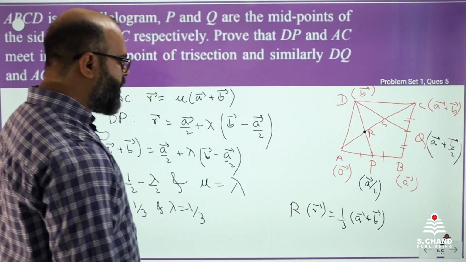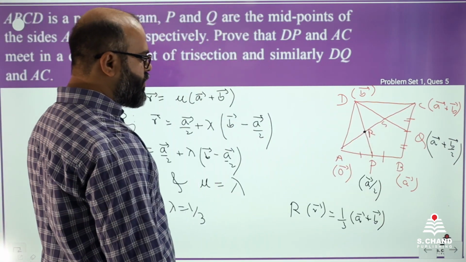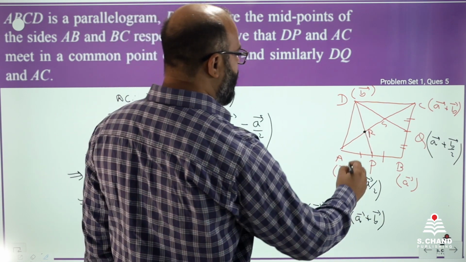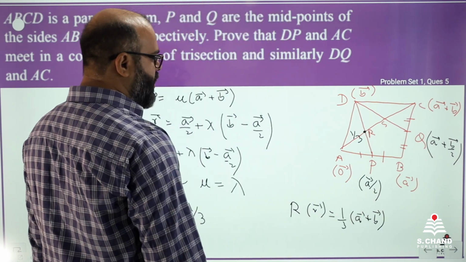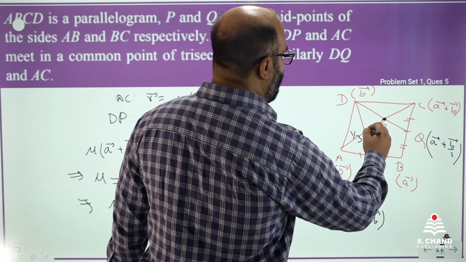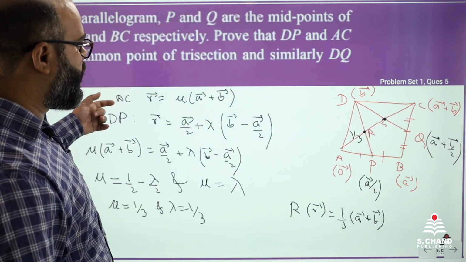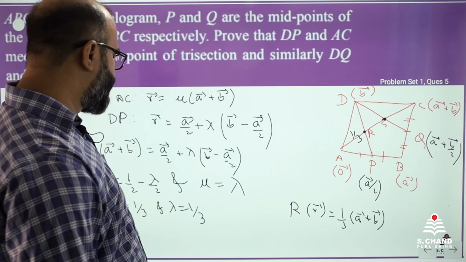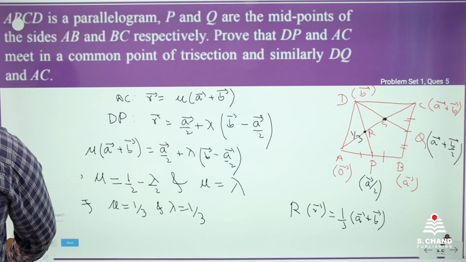So what does it mean, 1 by 3 of A plus B? Since from A to C it is A plus B, and you are taking A to R as 1 by 3 of A plus B, this is the trisection point. This is 1 by 3. Similarly, if you talk about S, you can also prove that this is 2 by 3. In that case, you will take the equation AC and equation DQ. So similarly, you can do that also. So this is how we approach this question. Let us move on to the next question.